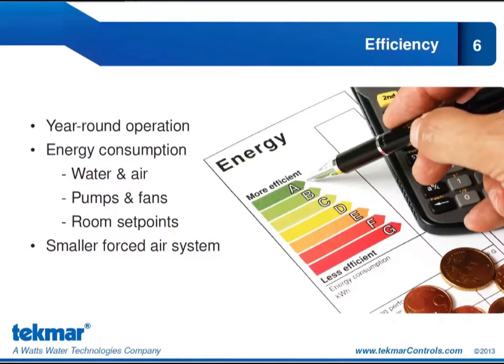When we talk about efficiency, there are three major points that we're going to cover. The first is year-round operation. So if we are going to install a radiant system, why have it just be for heating when we could have it for heating and cooling? And what are the benefits of having one installation used throughout the entire year?